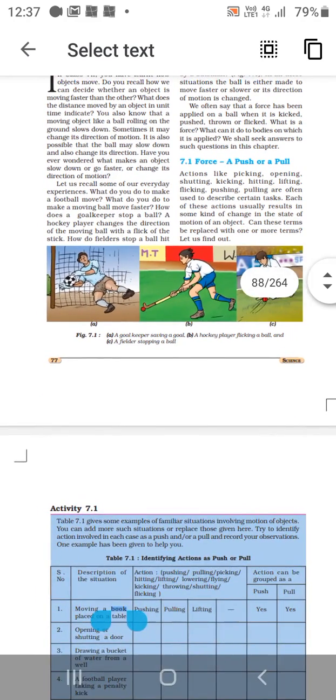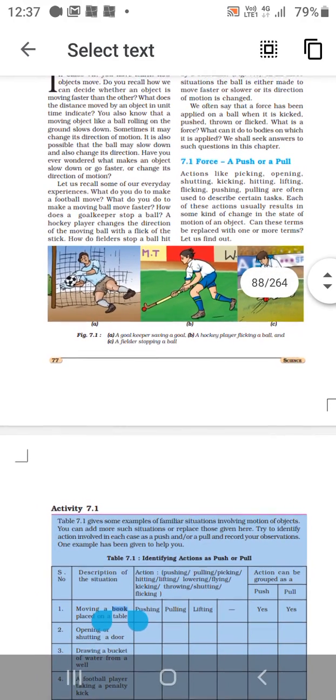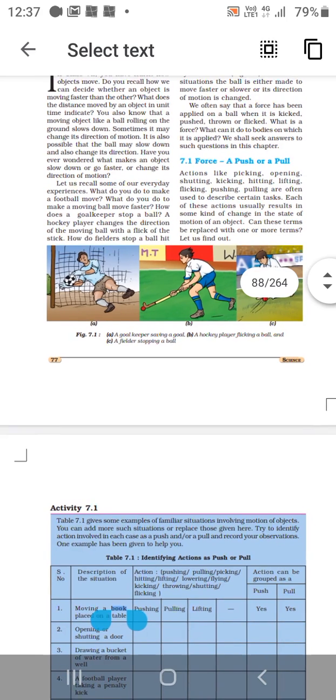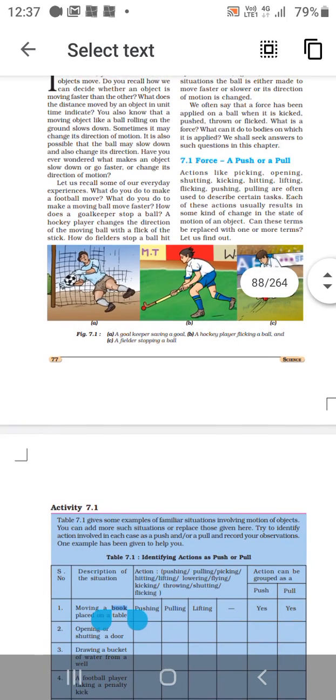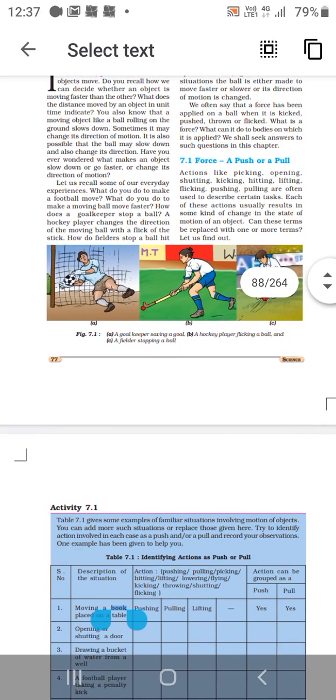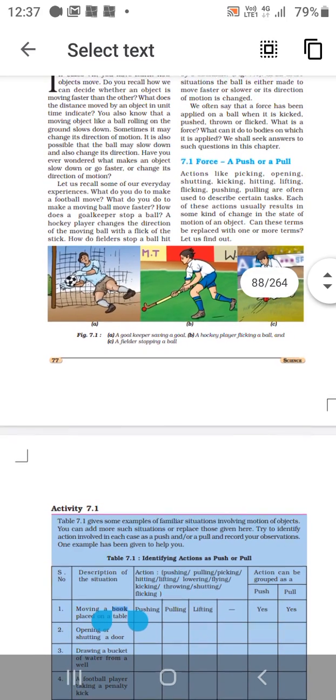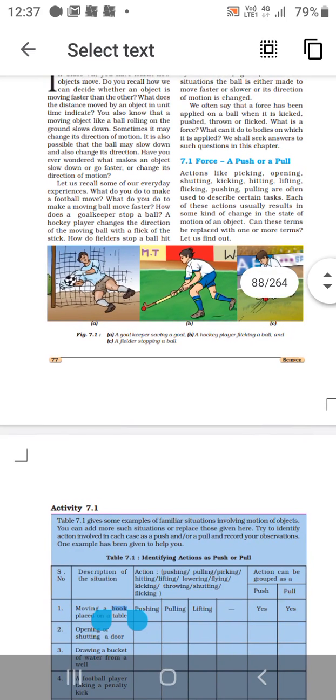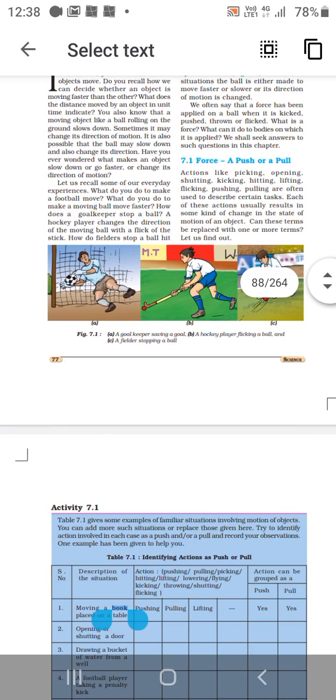Next, if forces are applied in the same direction, the forces add with each other, and the net force is the total of the forces acting in the same direction. If two forces are applied in opposite directions, then the net force is the difference of the forces. Like in a tug of war, if both teams apply equal force, then the rope does not move at all.